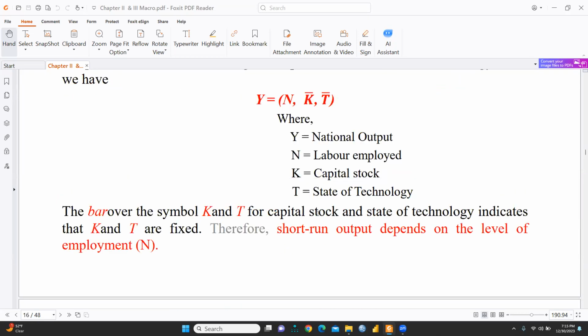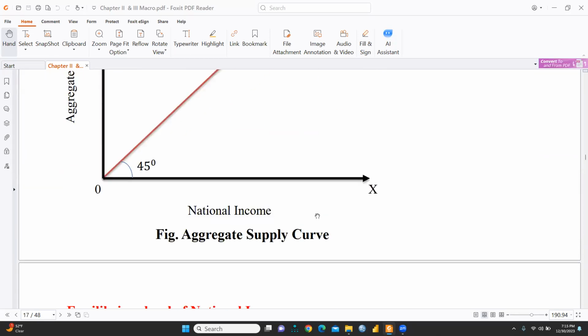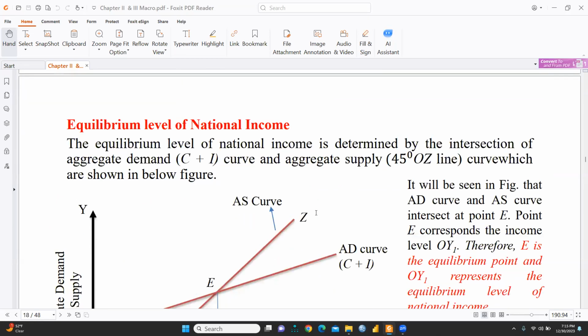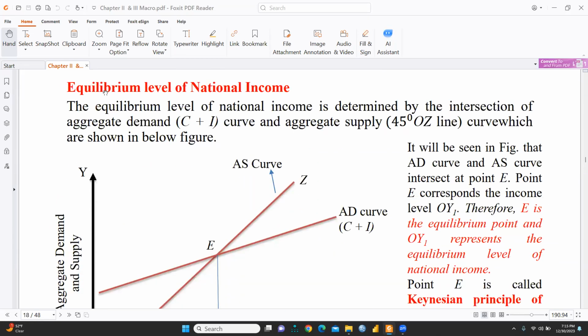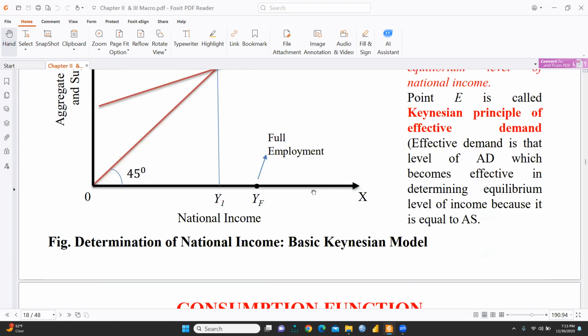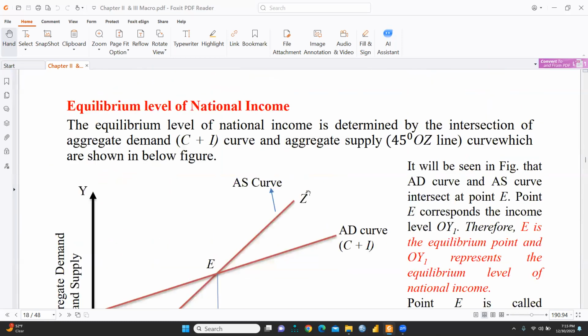Aggregate supply we will discuss in the next video. After that, I will tell you how we can reach the equilibrium level of national income. So in the next video, I will discuss all these things.